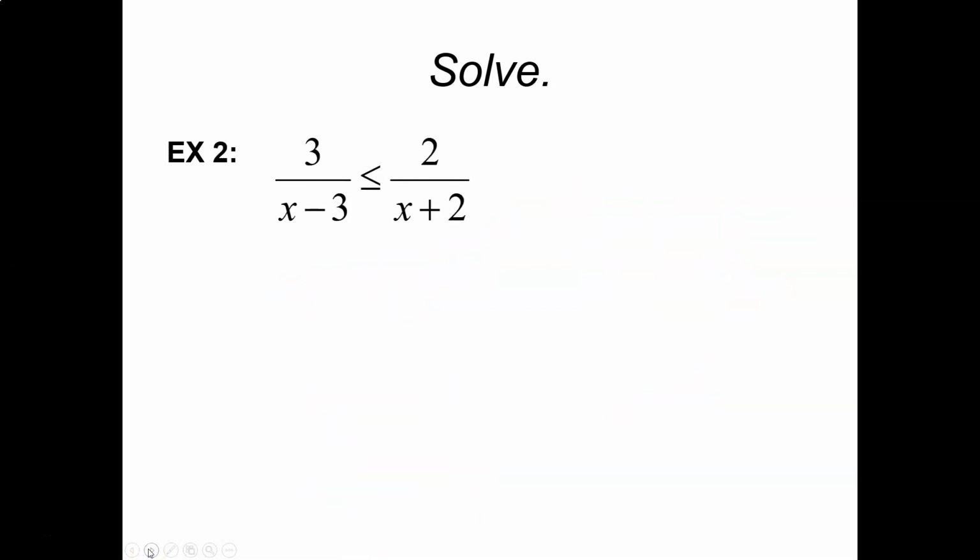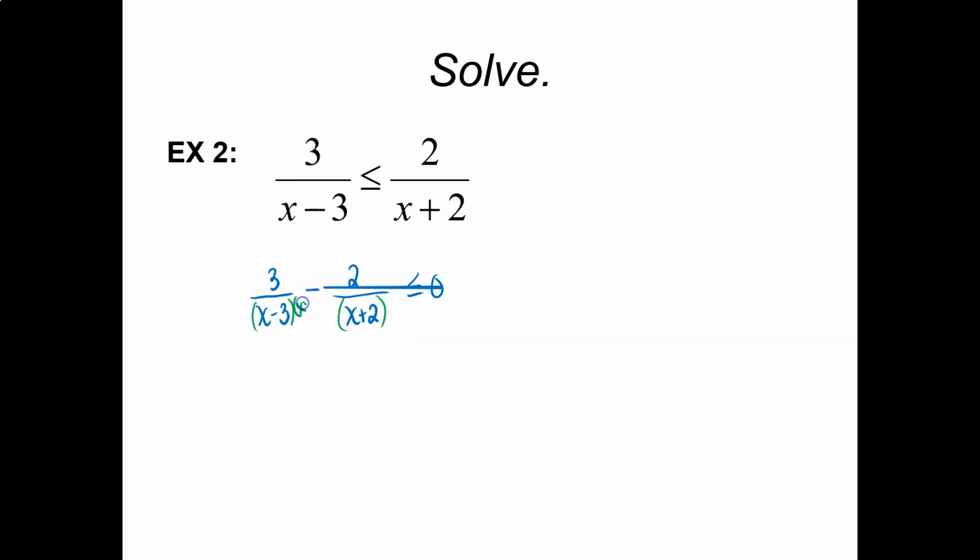All right, here's another one. Like the last problem, I'm going to move everything to one side. 3 over x minus 3 minus 2 over x plus 2 is less than or equal to 0. We do not have common denominators this time. So just like we were doing with our equations, we need to think of a common denominator here. In this case, it's going to be x minus 3, x plus 2.